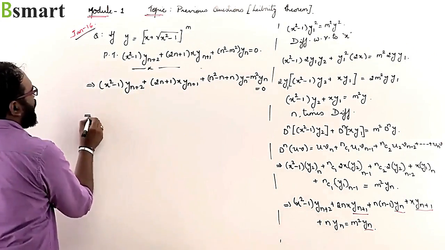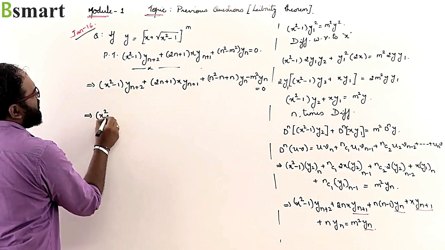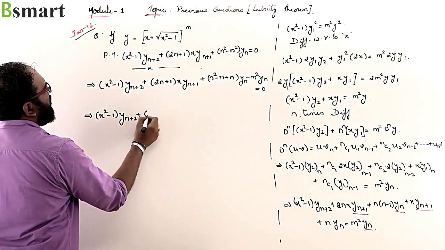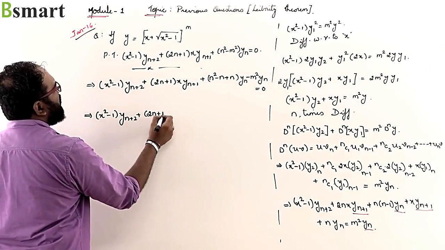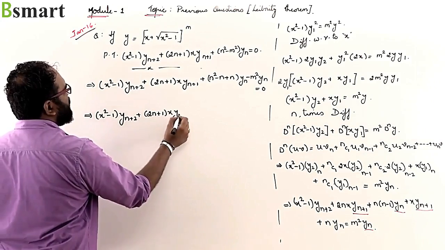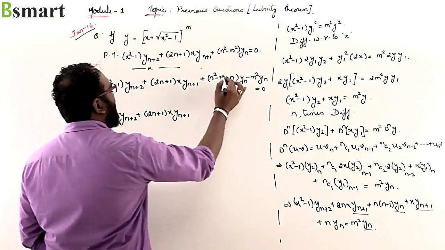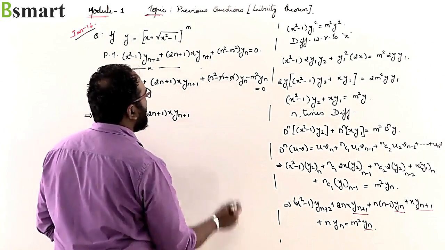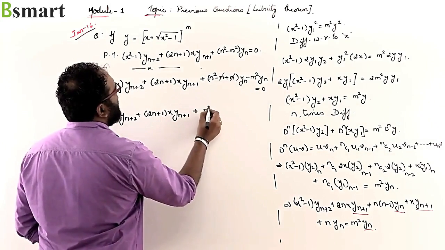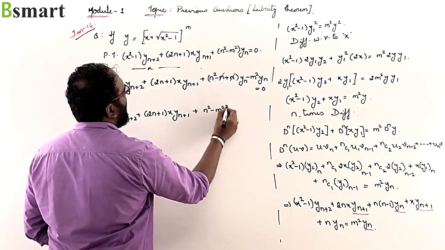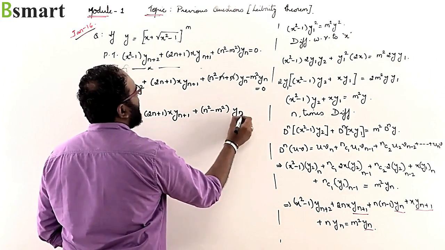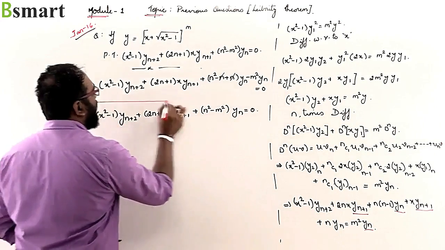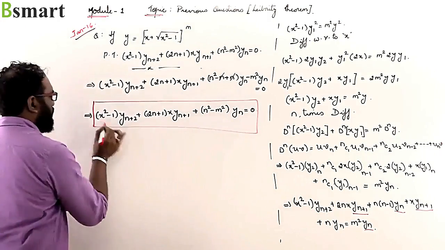So then that will be (x² − 1) into yₙ₊₂ plus (2n + 1) into x into yₙ₊₁. So minus n plus n will get cancelled. From these two I'll take out yₙ common. That will be (n² − m²) into yₙ is equal to 0. So which is our required proof.